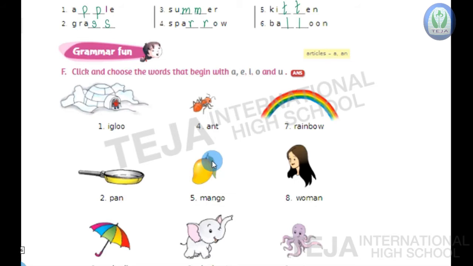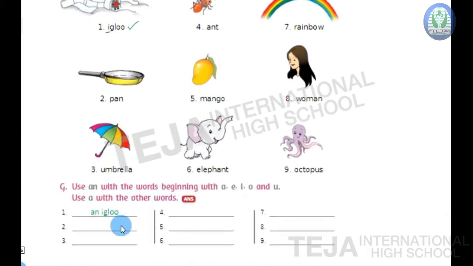Now here the first picture is igloo and the spelling of igloo is I-G-L-O-O, igloo. And the starting letter of igloo is I. So tick igloo, children. Here the first letter is I. So tick the word. Now next, second one, pan. P-A-N, pan. So the starting letter is P, leave it. Now third word is umbrella, U-M-B-R-E-L-L-A, umbrella. So here the first letter is U. Take the word umbrella, children.